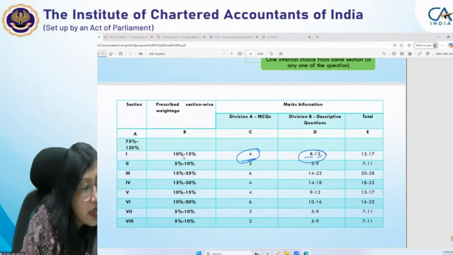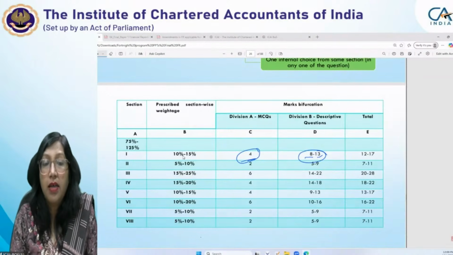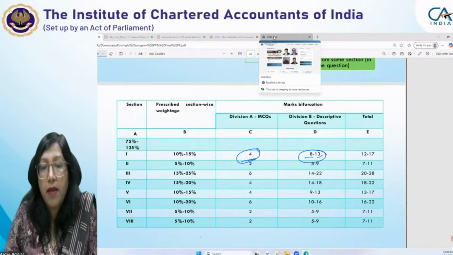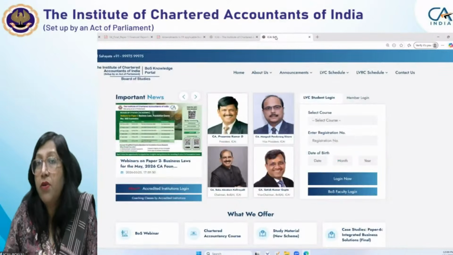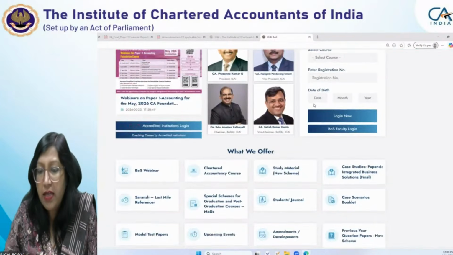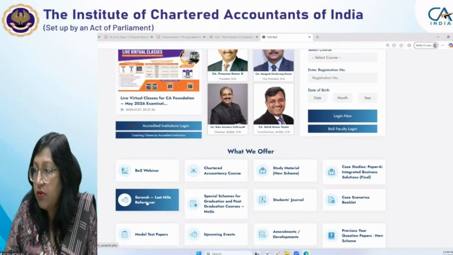Next question, Mahima is asking: to score full marks in theory chapters, are there summary notes like Saransh in other subjects? Saransh is there for Ind AS also, beta. Let me show you. This is my BOS Knowledge Portal. I hope everybody is able to access this. We come to the Saransh tab here. My screen is visible to you.